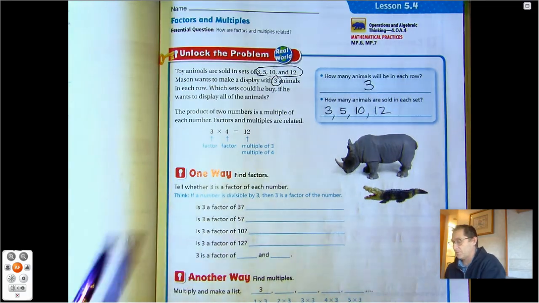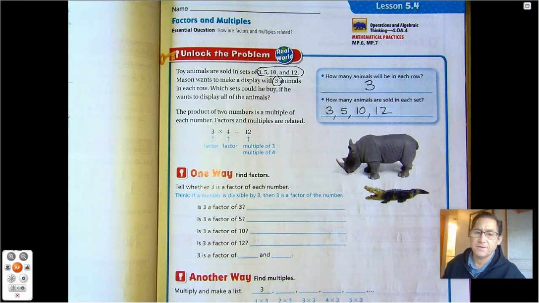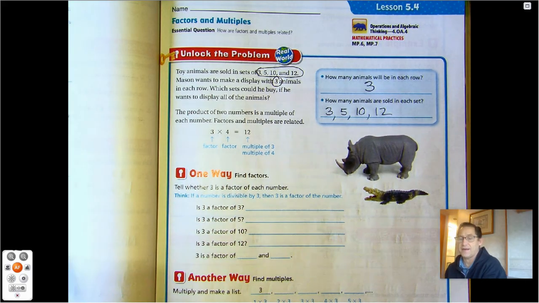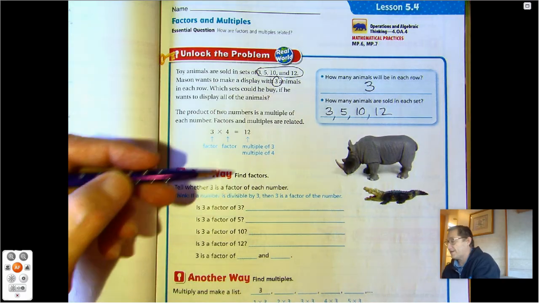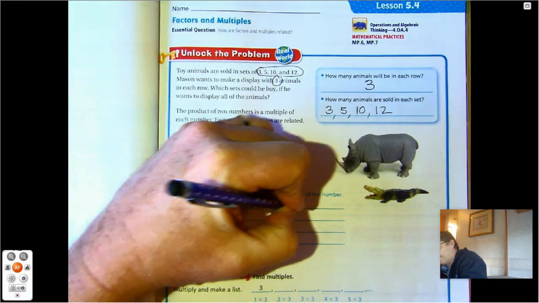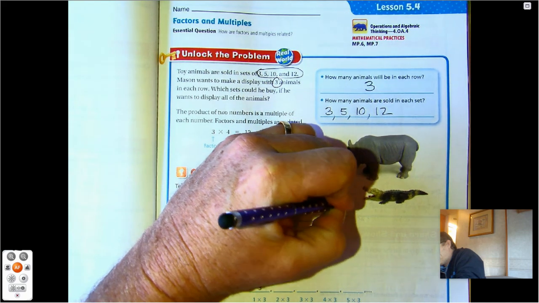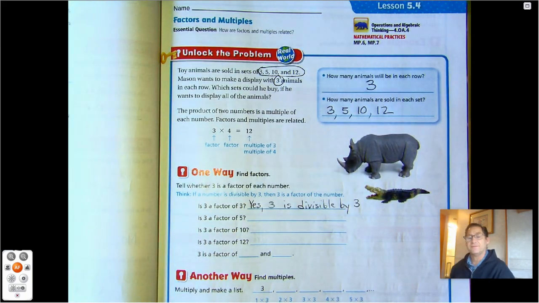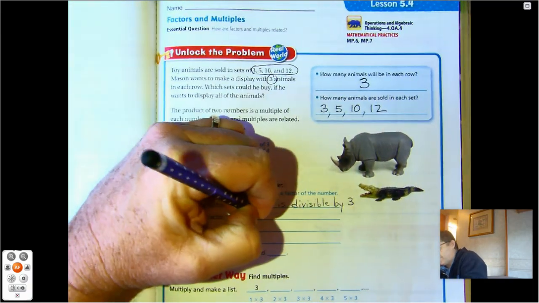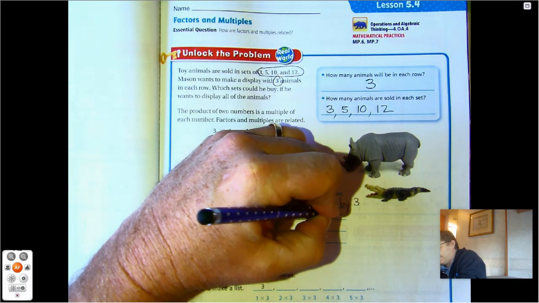All right, so tell whether 3 is a factor of each number. So is 3 a factor of 3? Now we know if a number is divisible by 3, then 3 is a factor of that number. So is 3 divisible by 3? Yes. 3 is divisible by 3. Is 3 a factor of 5? 3, 6? No. 5 is not divisible by 3.